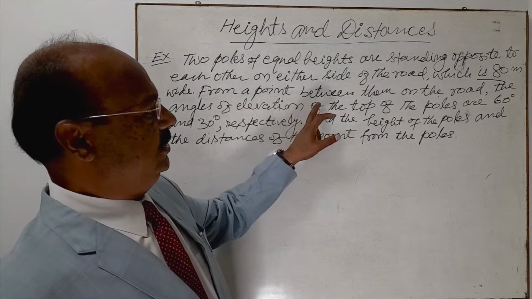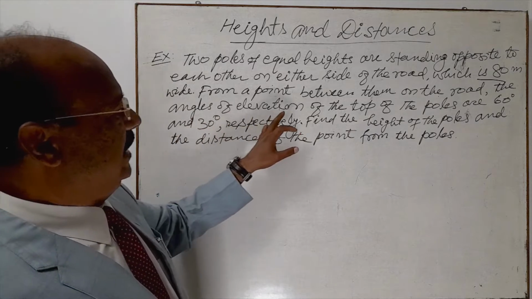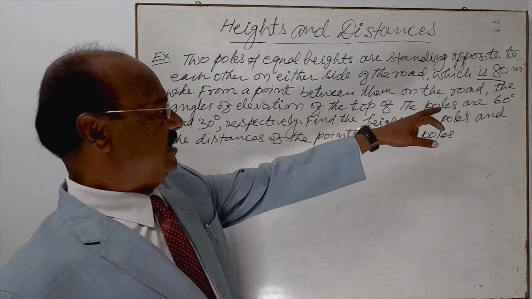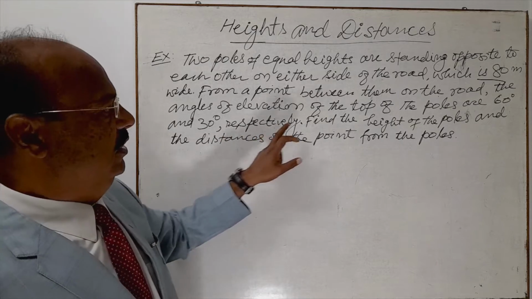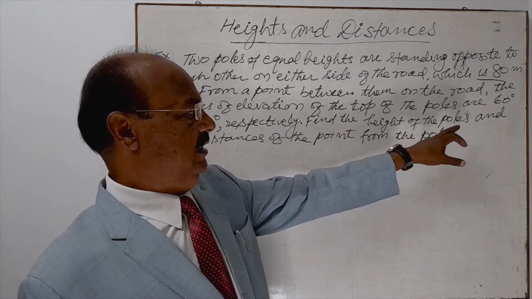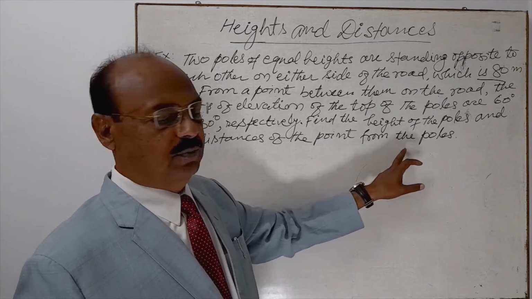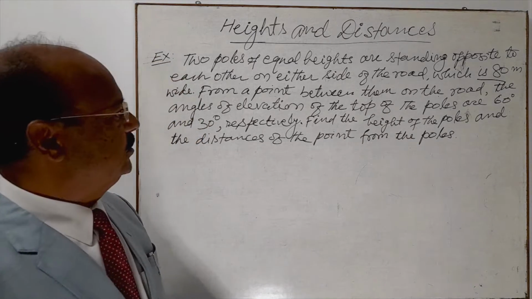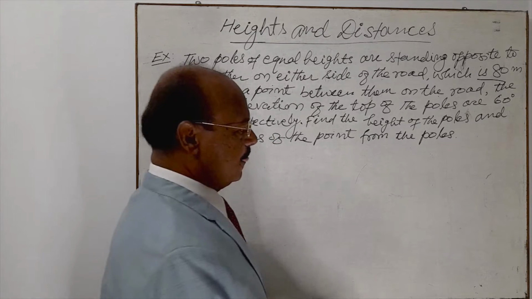From a point between them on the road, the angles of elevation of the top of the poles are 60 degree and 30 degree respectively. Find the height of the poles and the distances of the point from the poles. So this question will be more clear with the help of this diagram.